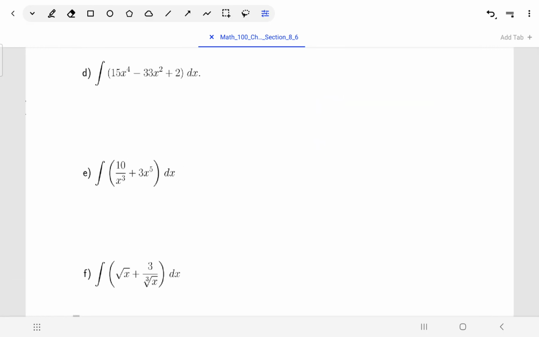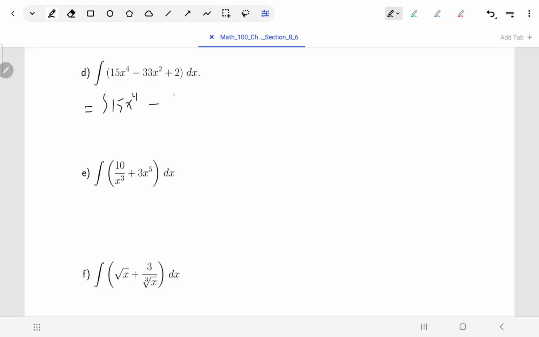So let's do some more now. I have 3 terms, so I know for my indefinite integral it'll be just finding the indefinite integral of the first term minus the indefinite integral of the second plus the indefinite integral of the third, and it's dx for all of them. And now I'm just going to find the indefinite integral of all of these.